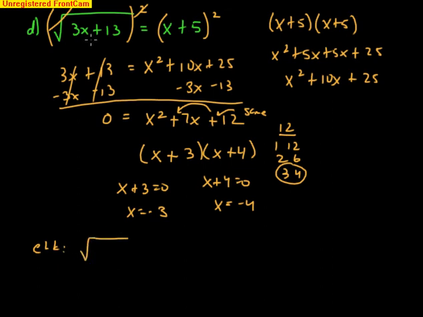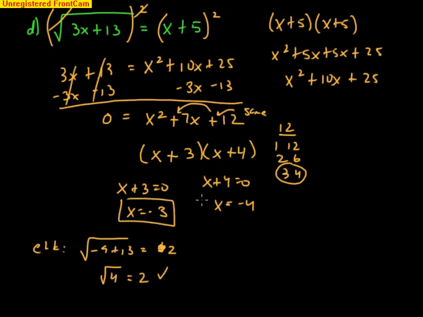So the check. 3 times negative 3 is negative 9. Negative 9 plus 13 inside the square root should be equal to negative 3 plus 5, which is 2. Sorry, going too fast. It should be a positive 2, not a negative 2. So the square root of 4 is 2. That checks out. So negative 3 works.